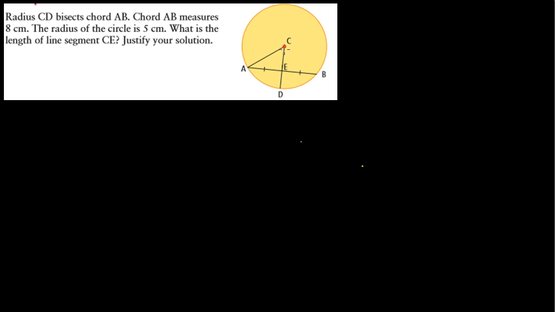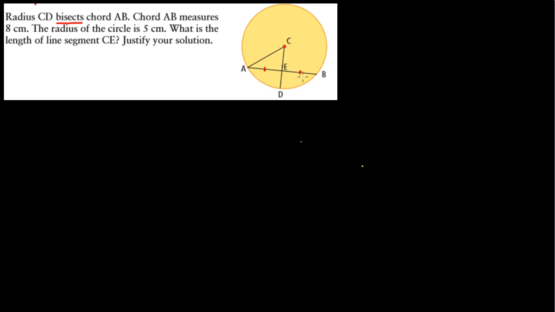So radius CD bisects chord AB. In the question, I just want to stop here and say it bisects it. And again, that word means it splits into two even sections. You can see that with our diagram, there's a tick mark between AE and a tick mark between EB. And of course, E is going to be the intersection between our chord AB and our radius CD.